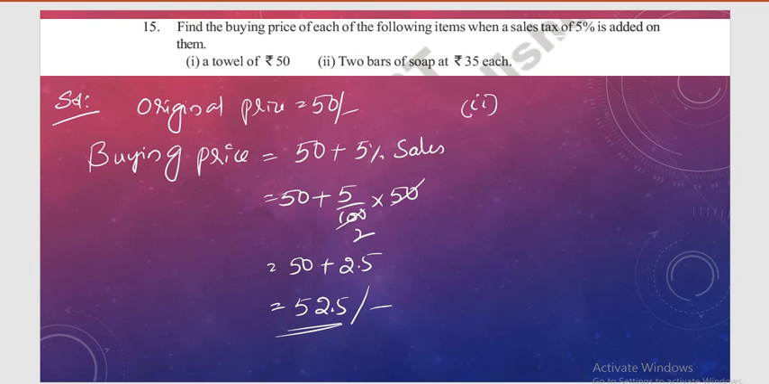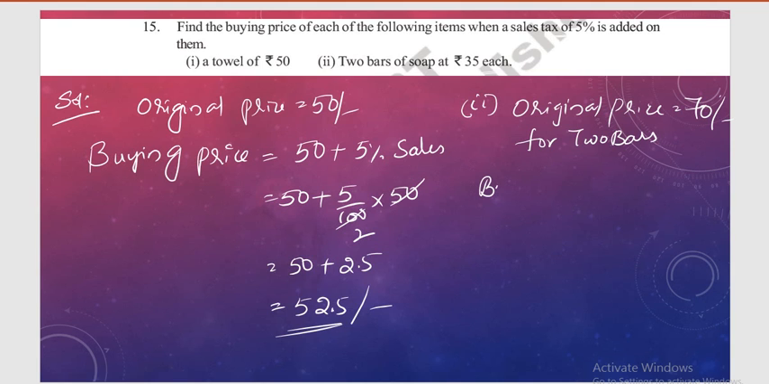The same way for question number 2. So 2 bars of soap at 35 rupees each. That means, what is the original price? The original price is 35 rupees per piece, right? Or directly, if you want to take the 2 bars, you can take it as 70 rupees. So the original price for 2 bars is 70 rupees.